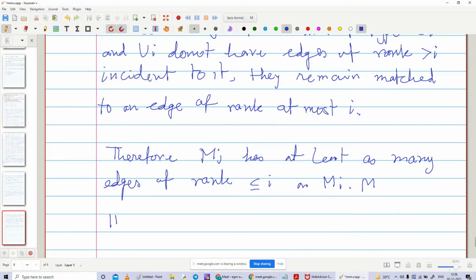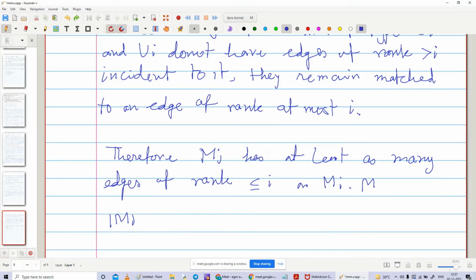Yes. The size of Mi is equal to the size of Oi plus the size of Ui by 2. Now I'm saying from each vertex in Oi we get one edge in Mj of rank at most I, and from each vertex of Ui also we get one edge of rank less than or equal to I. Ui edges can be counted twice because Ui goes to Ui, and the other edges will be counted once because Oi goes to Ei. So that's why.